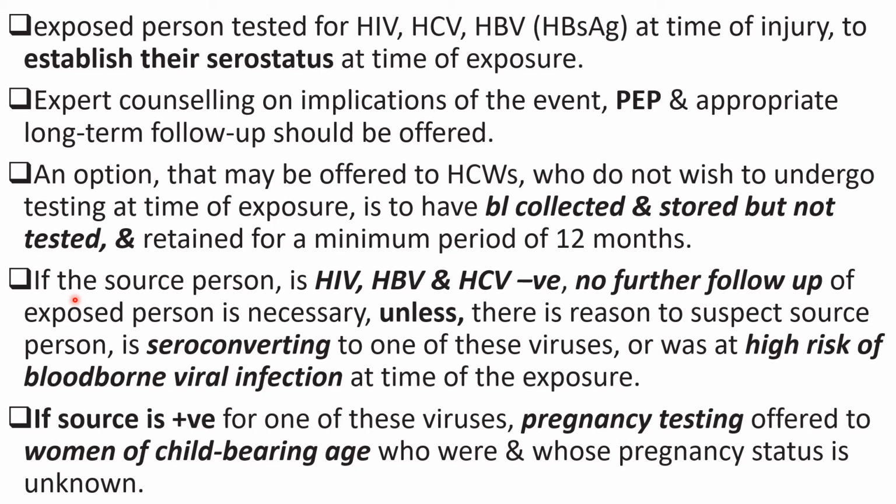If the source person is HIV, HBV, and HCV negative, no further follow-up of the exposed person is necessary unless there is reason to suspect the source person is seroconverting to one of these viruses or was at high risk of blood-borne viral infection at time of exposure. If the source is positive for one of these viruses, pregnancy testing is offered to women of childbearing age whose pregnancy status is unknown.